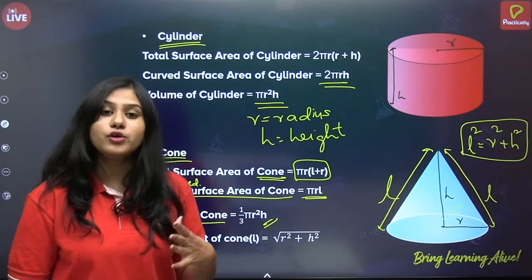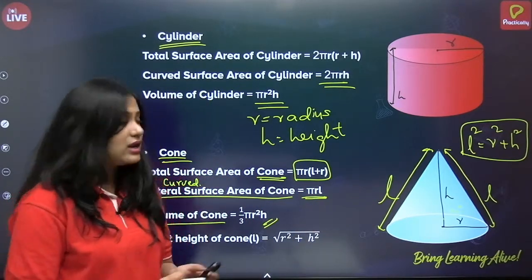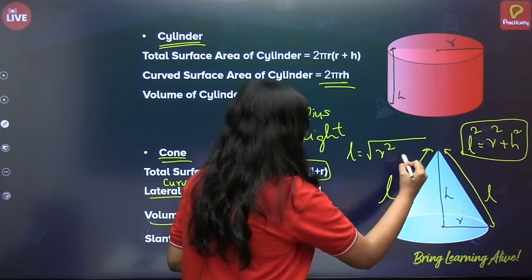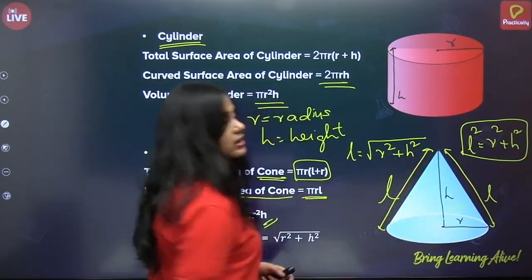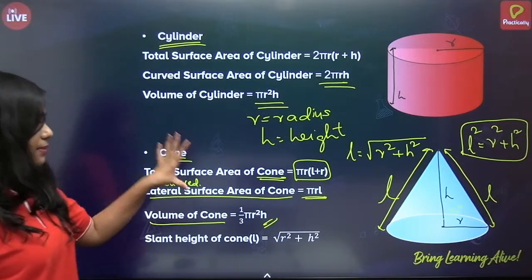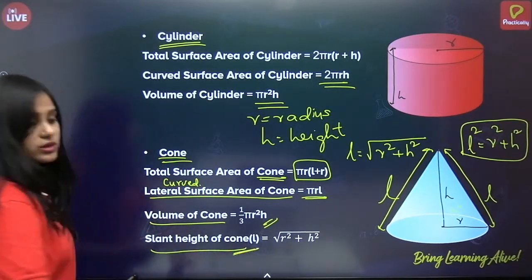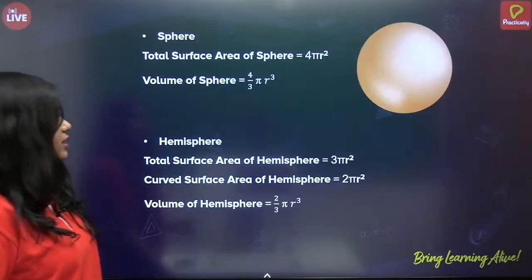But what if you want only the value of L? You can write L is equals to under root of r square plus h square. Correct? So this is about cone. You have also learned what is the slant height of the cone. Right? Moving on to the next.